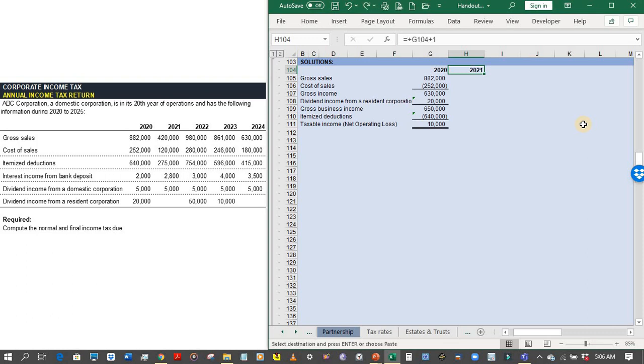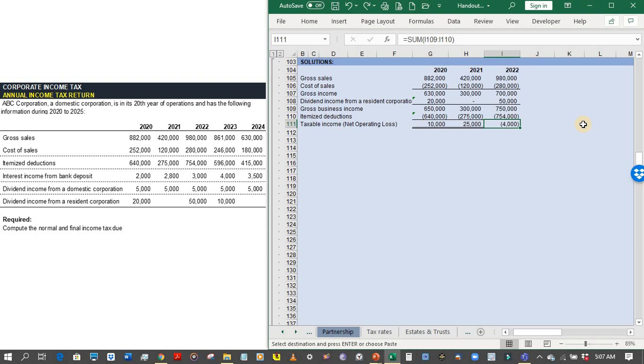So for 2021, we have a gross sales of 420,000, cost of sales of 120,000, gross income of 300,000 pesos. This is the gross profit from sales. Then let us add dividend income, but this time we have no dividend income from resident foreign corporation. So our gross business income is 300,000 pesos. Itemized deductions is 275,000, so we have a taxable income of 25,000 pesos. Then in 2022, gross sales is 980,000, less cost of sales of 280,000. Gross income is 700,000. Then we add the dividend income from resident foreign corporation, 50,000 pesos. Then gross business income, less itemized deductions of 754,000. Then we have a net operating loss of 4,000 pesos.